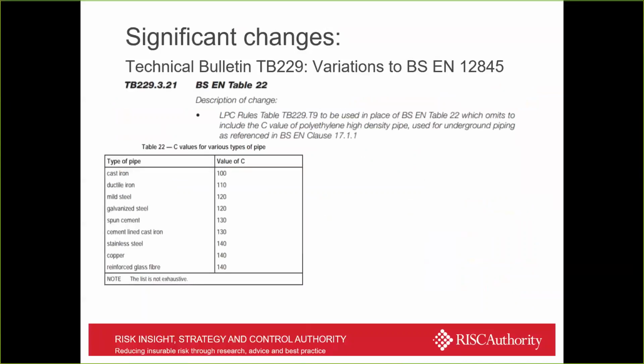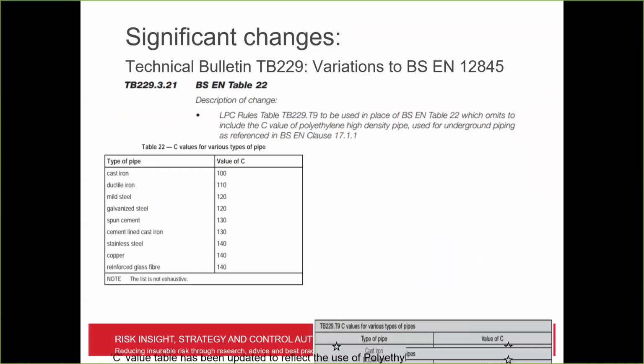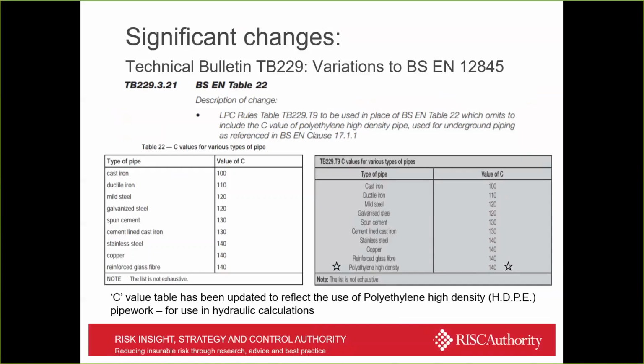And another relatively minor change in TB229.3.21. The table from 12845, table 22, didn't include any HDPE type plastic, so we've now added that for underground plastic mains, for example. We've listed that as a C factor of 140.